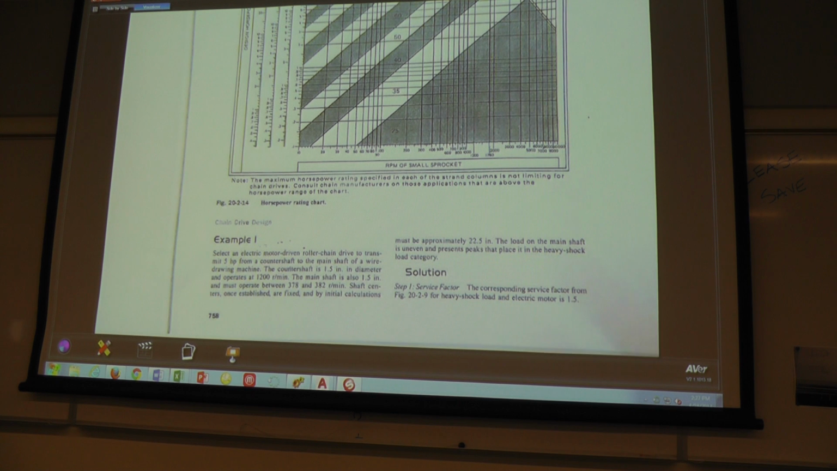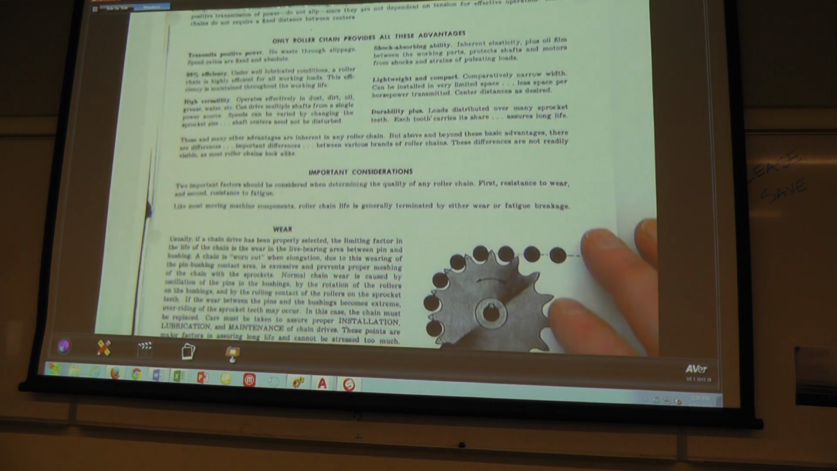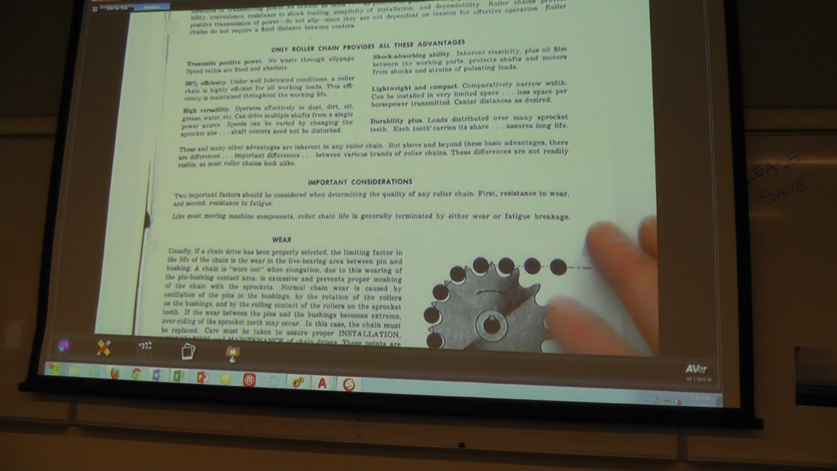All right, so let me go back before we actually get to the sample problem. And I've got some pages out of old catalogs that talk about functions of roller chains: transmits positive power, 98% efficiency, high versatility, shock absorbing ability, lightweight and compact. Some characteristics that V-belts and flat belts don't have.